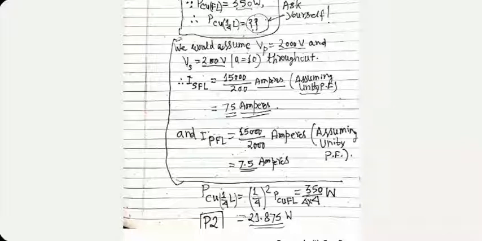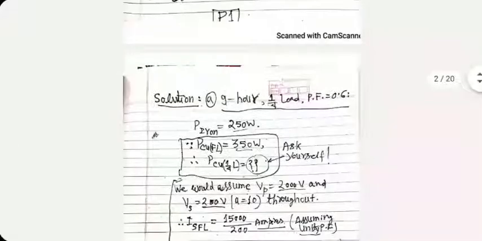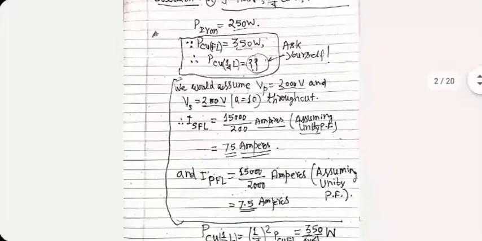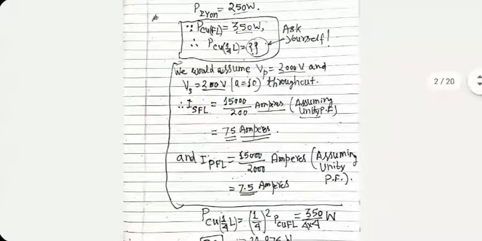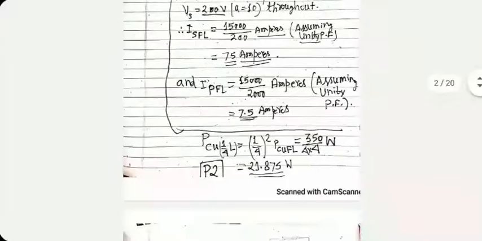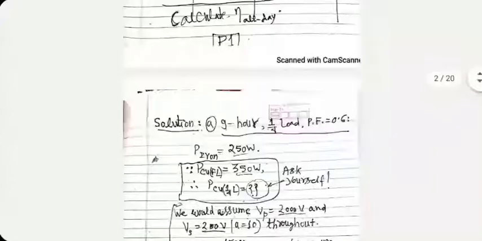And the method to calculate the copper loss is simple enough. You take the full load value multiplied by 1/4 squared. Because current is going down by 1/4, copper losses will go down by 1/16. So 350 watt multiplied by 1 divided by 16. That gives us 21.875 watt. Iron loss is not going to change. It will remain as 250 watt.